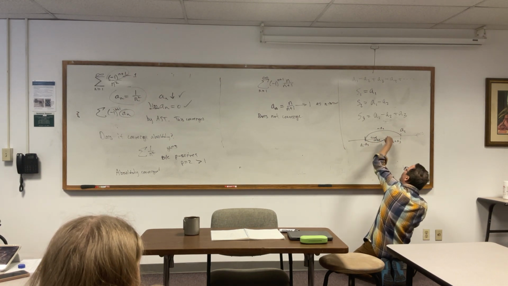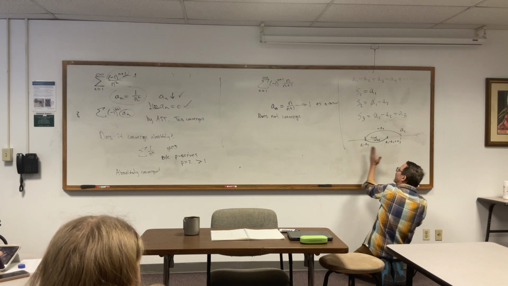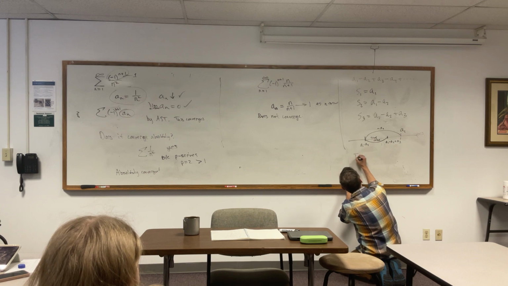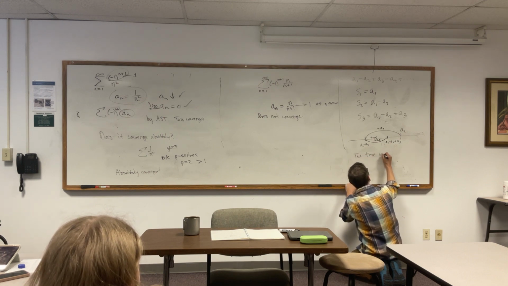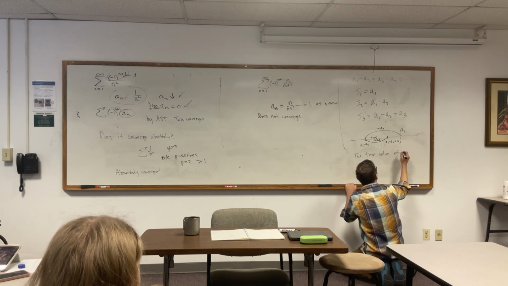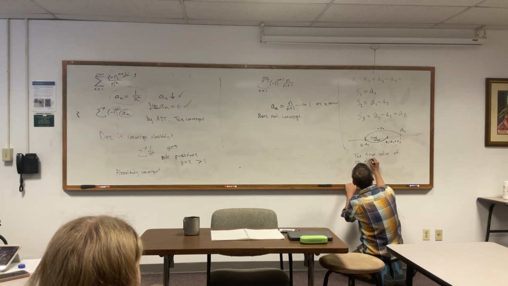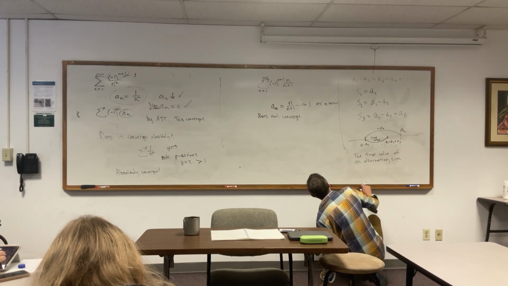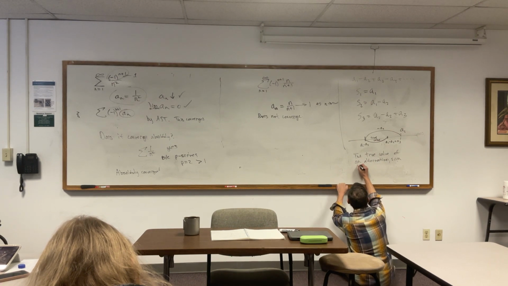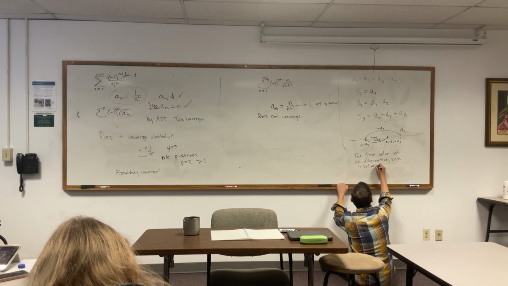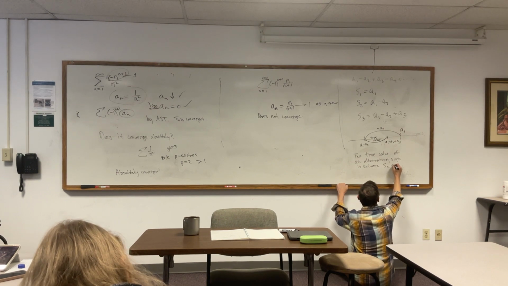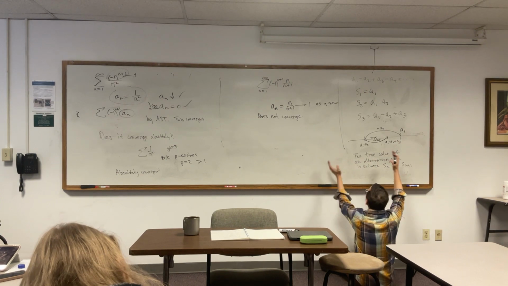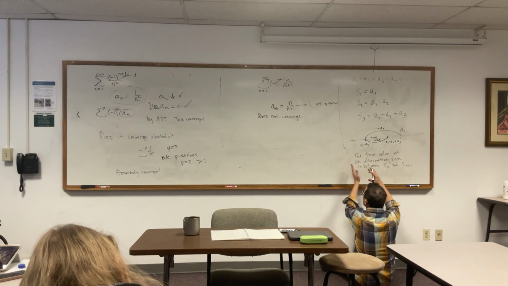But the true value is always between the current partial sum and the next partial sum. So what I'm trying to say here is that the true value of an alternating sum is always between any two partial sums, no matter what n I have. And these two things are going to get closer and closer the further I get down the line.